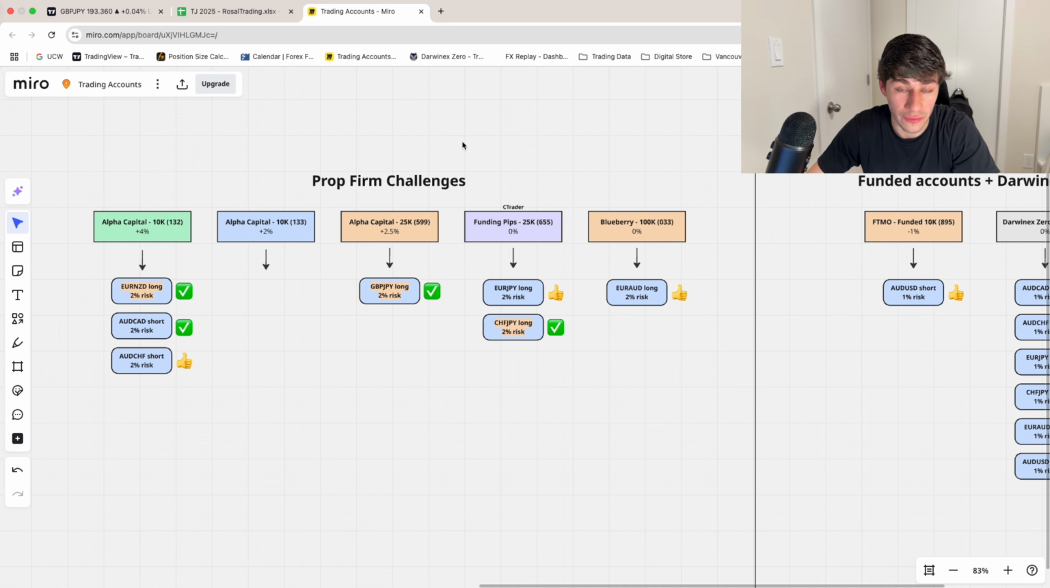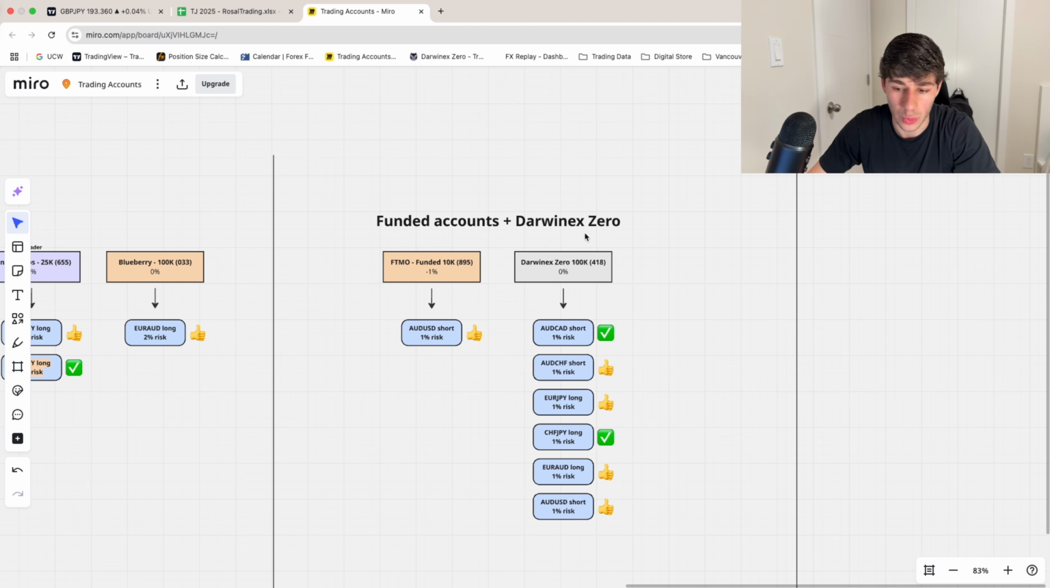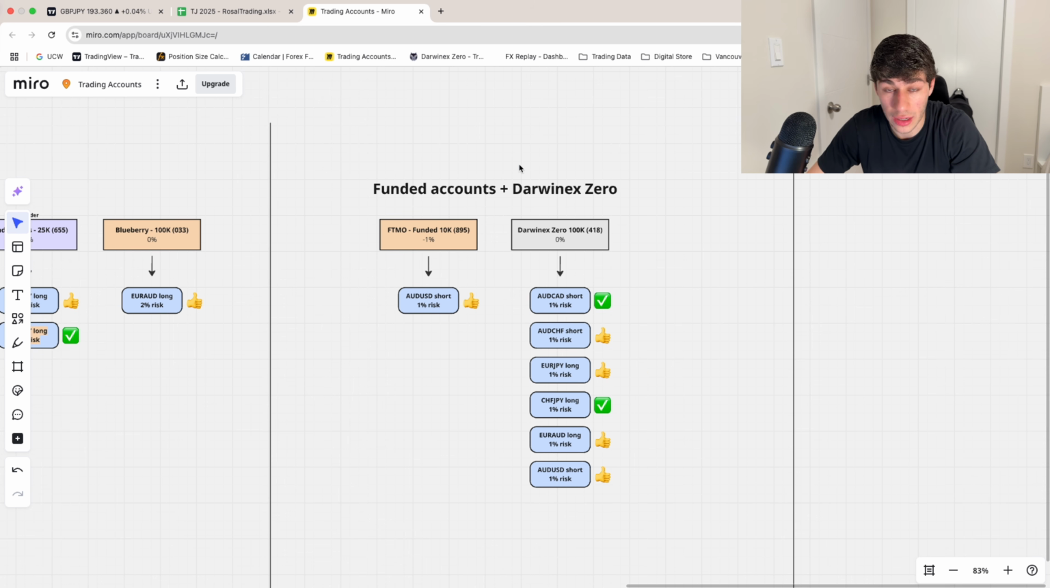So I'm going to be trading, for you guys to know, my Profirm challenges, funded accounts, as well as Darwinex, which I'm basically going to probably get a trade copier and copy all these trades into, because I'm going to treat it as if it were my personal account.